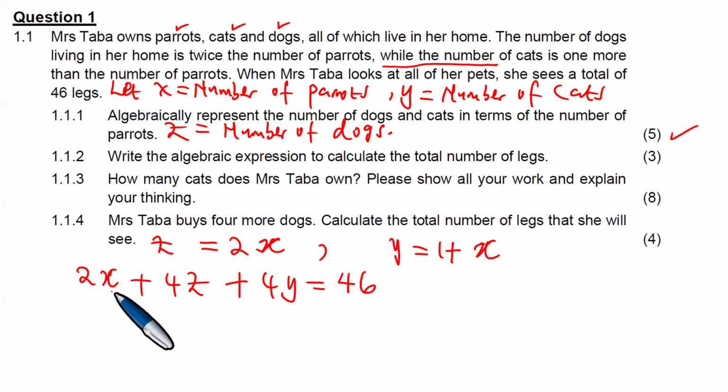And therefore, you can divide through by the highest common factor. What is the highest common factor here? You can divide through by 2, which means you have X. If you divide 4 by 2, what do you get? 2Z. 4 by 2, you get 2Y. 46 by 2, you get 23. Algebraically represent the number of dogs and cats in terms of the number of parrots.